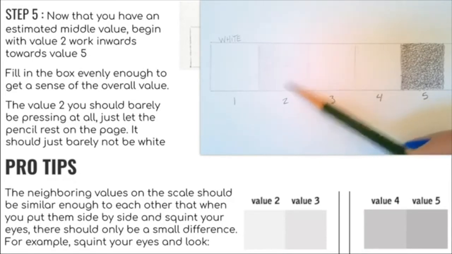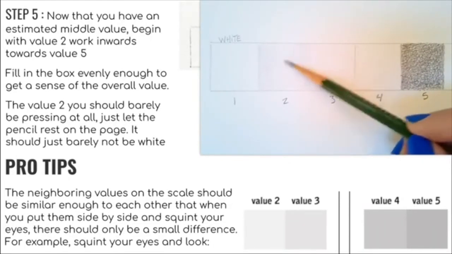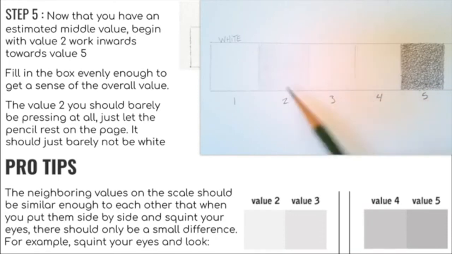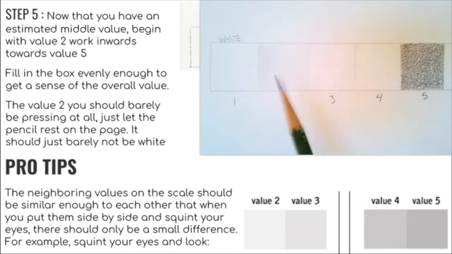So my shading is a little splotchy. So what I'm doing before I cross hatch is I'm going to go and kind of start to touch back in some of those areas. I'm going to cross hatch and go in a different direction.